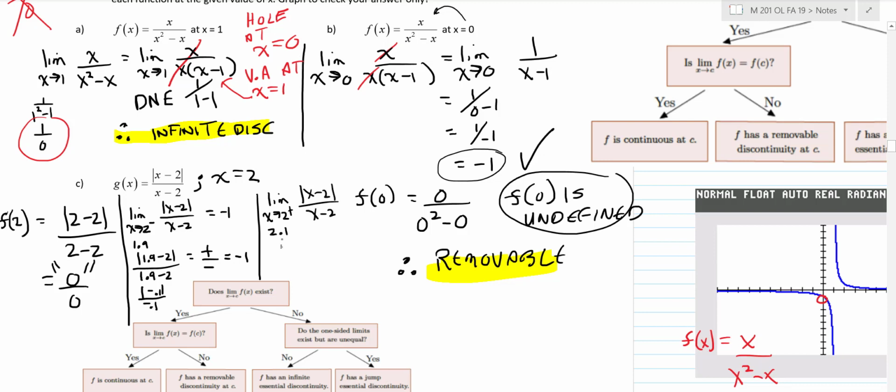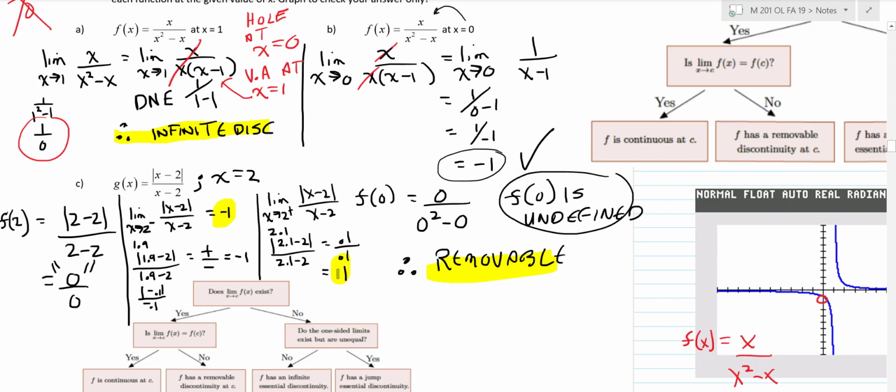Okay, use like 2.1. Plug in, you're going to have absolute value 2.1 minus 2 over 2.1 minus 2. The numerator is going to be a positive 0.1. The denominator is also positive 0.1, so therefore that equals 1. So you're going to end up having the left-hand limit going here, the right-hand limit going there.